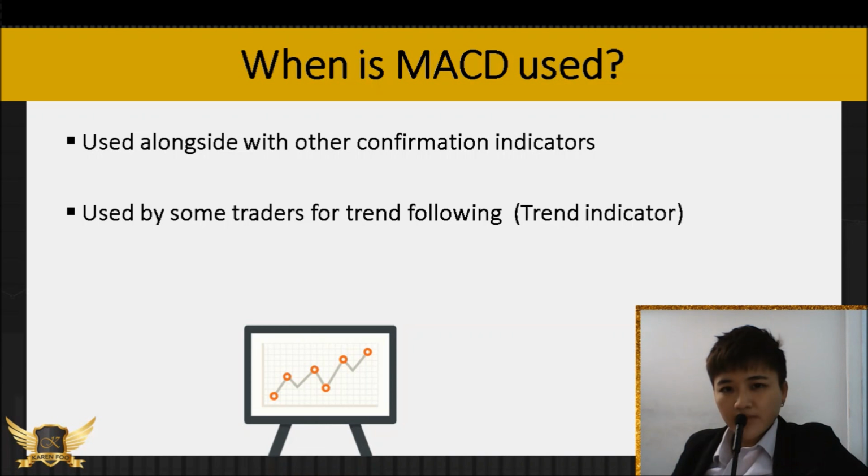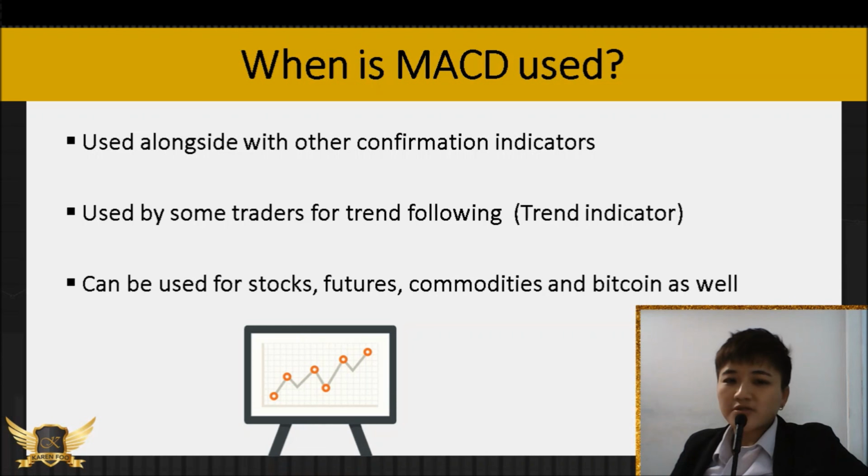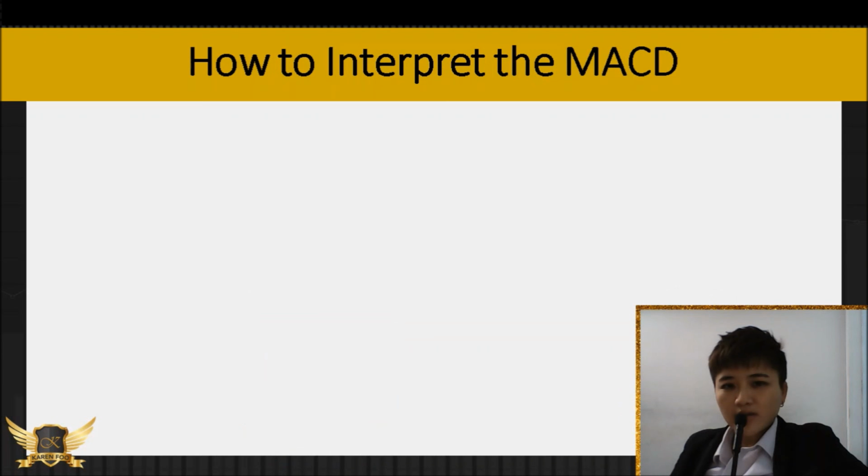Okay. If you're wondering whether you can use MACD on other markets, yes, you can. You can use it for your stocks, for futures, for commodities, and also Bitcoin. So there are a couple of ways that you can interpret MACD. You don't have to pick all of them. You can pick one that suits you, that you're most comfortable with. I'm just going to share with you what are some of the options that you can pick from, okay?